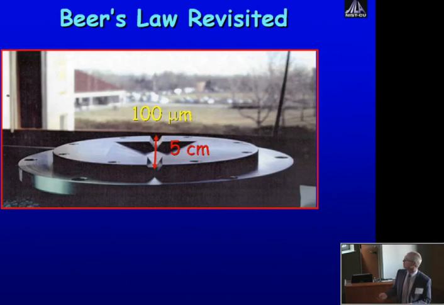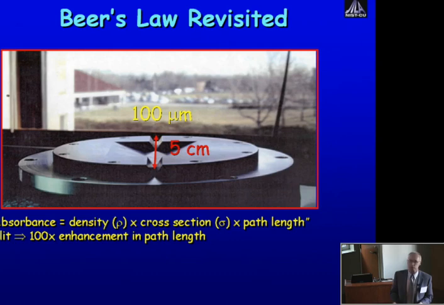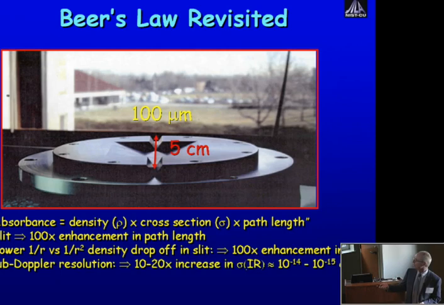So I call this Beer's Law Revisited. We're always working with absorbance and density and cross-section and path length. The slit gives us something like 100-fold enhancement in path length. The slit also gives us a slower density drop-off as a function of distance downstream. That's about another 100-fold enhancement in the density. And then on top of that, you have something like an order of magnitude enhancement of the cross-section, which you think of as not being under your control, but it is, by suppressing the Doppler widths.